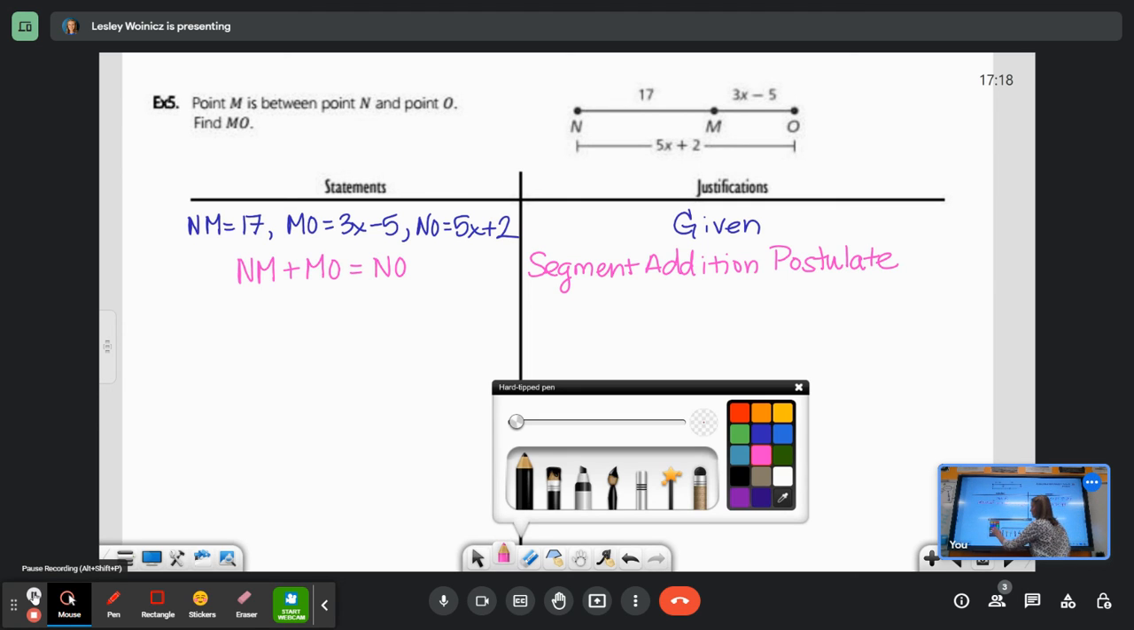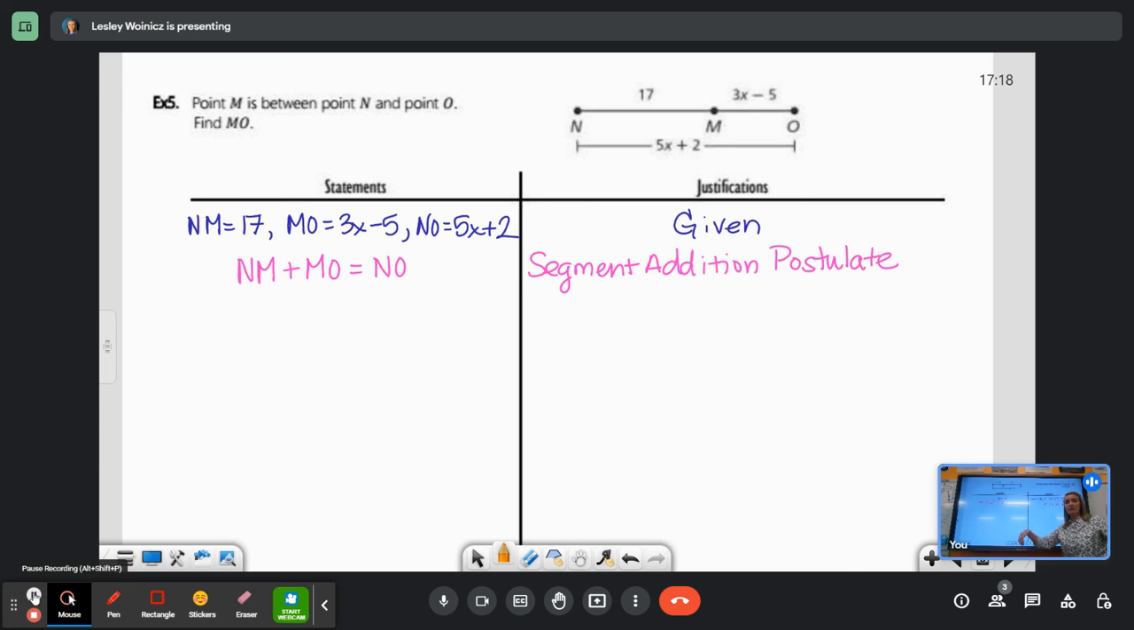Next, I have to do all of my little substitutions. So for NM, I'm going to put in 17. For MO, I'm going to put 3x minus 5. Bring down the equals. For NO, I'm going to substitute in 5x plus 2. That's the substitution property.